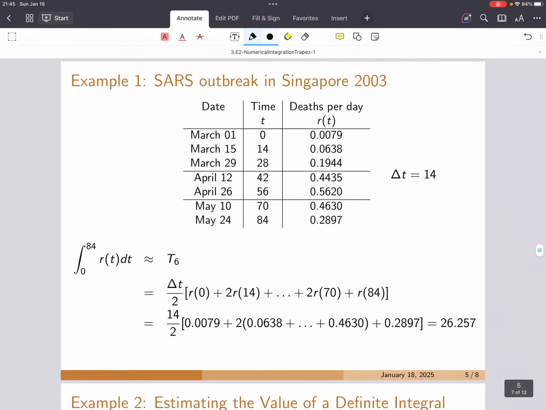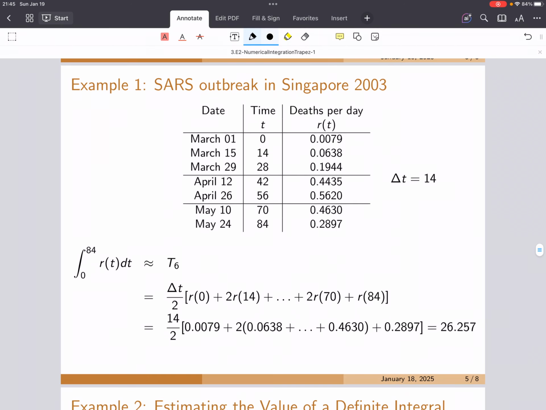Okay, so we're just using the trapezoid rule with n equal to 6. We use delta t divided by 2 times, oh, and actually I haven't used the notation R naught, R1, but we could say this is equal to R naught. This is 2 times R1, etc., etc., plus 2 times R5, and then once R6. That would be R at 84. Okay, so that would be another way to write that formula.